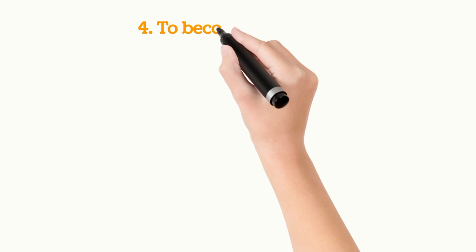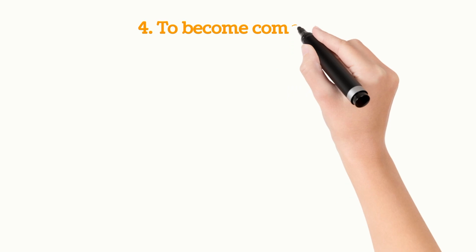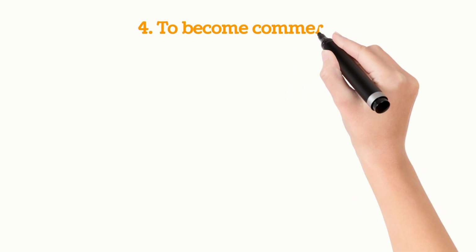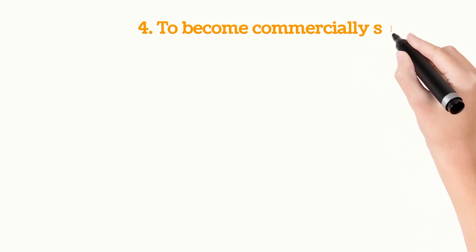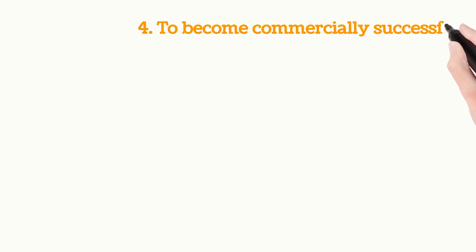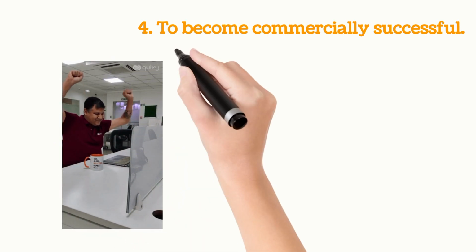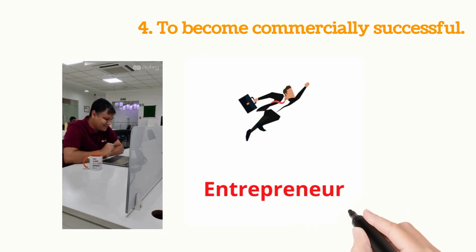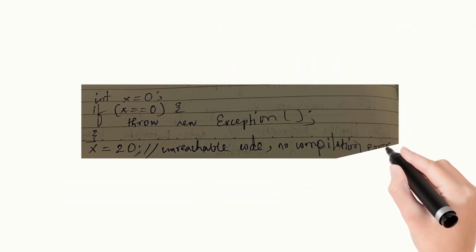The fourth reason is to become commercially successful. Not all non-OOP features are useless. They are useful. For example, static methods are one such feature which helps us in various functionalities, and it is a non-OOP feature. So we have included all those features which helped other languages to become commercially successful even when they are not really OOP features.